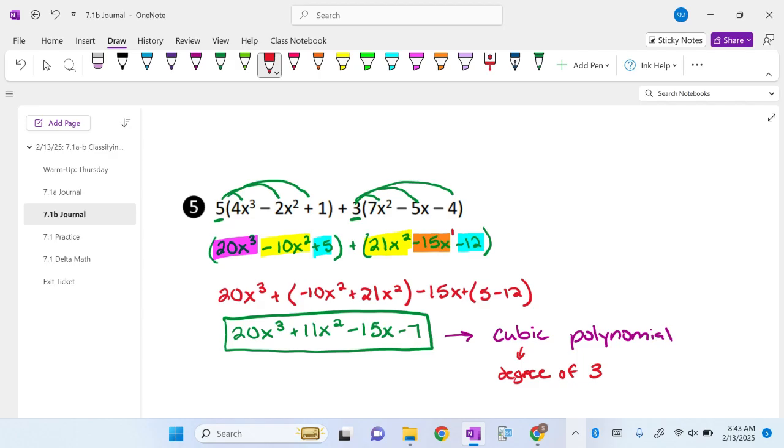All right, so if you want to get fancy, you can name it that way, but otherwise, just say degree of 3. All right, any questions on adding?